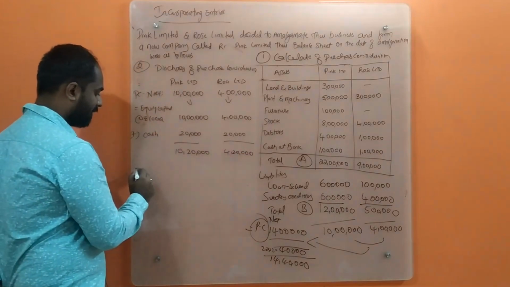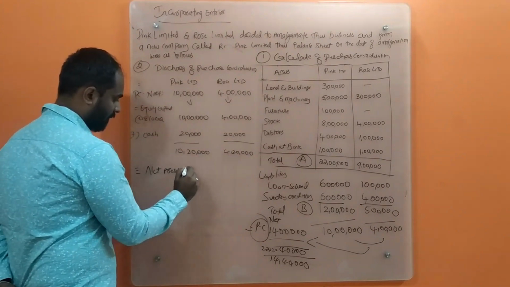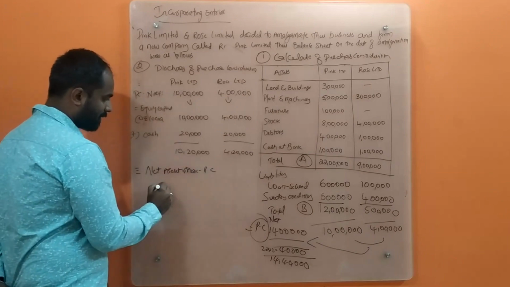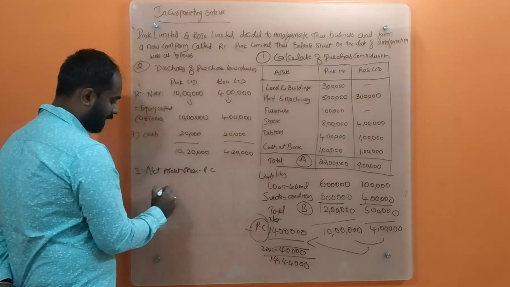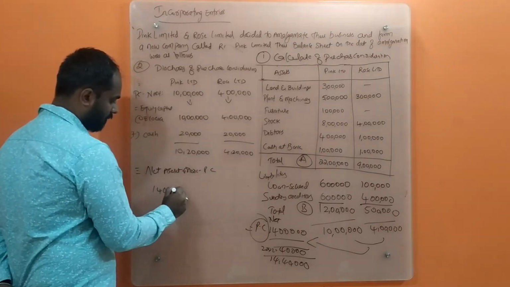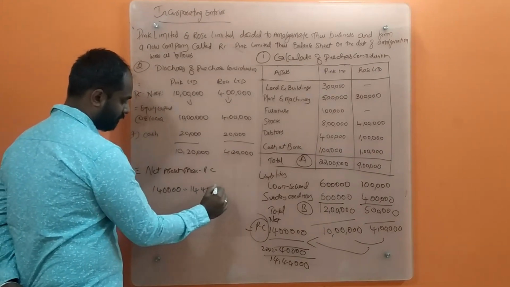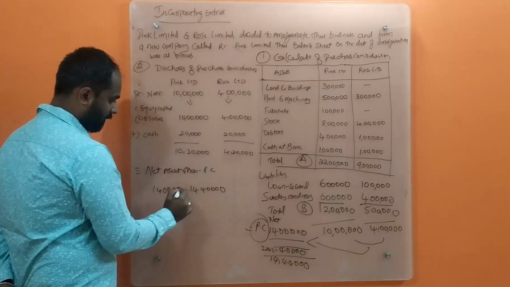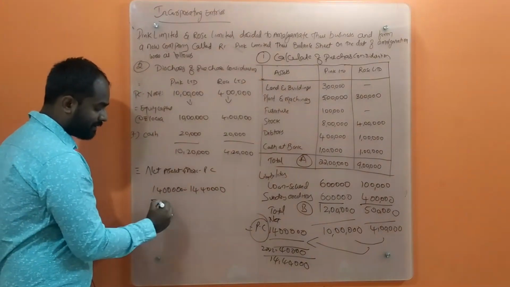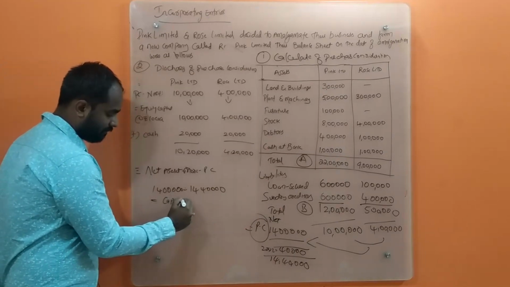If net asset is more than PC, suppose now my net asset is what? 14 lakh 20,000. 14 lakh you think. But I am paying now 14 lakh 40,000. If net asset is more than PC, then it will be considered as what? Capital reserve.